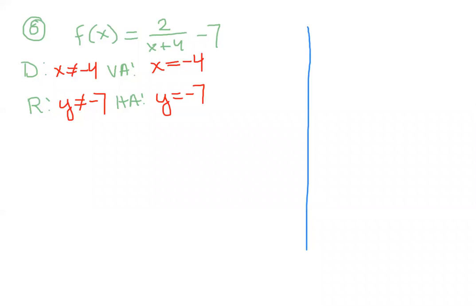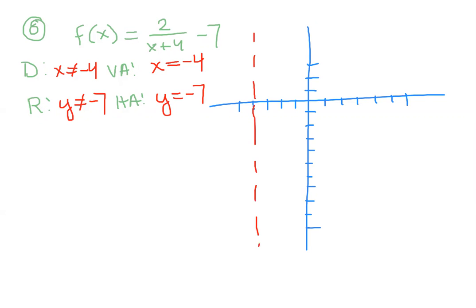I'm going to make my graph a little bit more like this because we're going all the way down to y equals negative 7. 1, 2, 3, 4, 5, 6, 7. I'll go down to 10. And let's graph our asymptotes. X equals negative 4, 1, 2, 3, 4. And y equals negative 7, 1, 2, 3, 4, 5, 6, 7. So it's going to look like this.